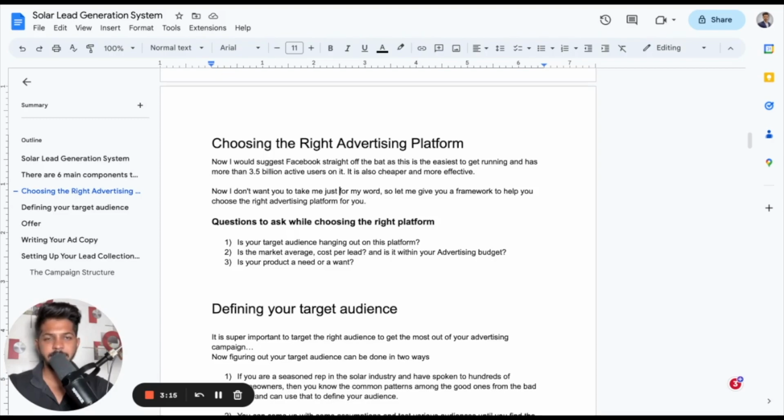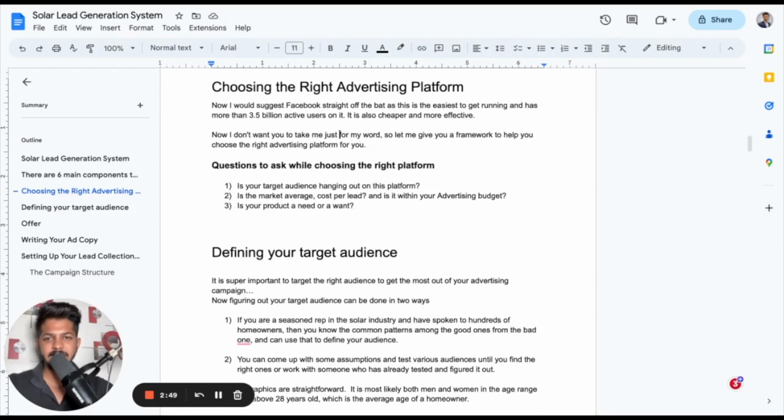The second question you want to be asking is what is the average cost per lead and is it within your advertising budget? For example, if the average cost of getting a lead on that advertising platform is around $100 and if your marketing budget is just $1,000, then it doesn't make sense for you to run ads on that platform as you would not have enough volume to work with.